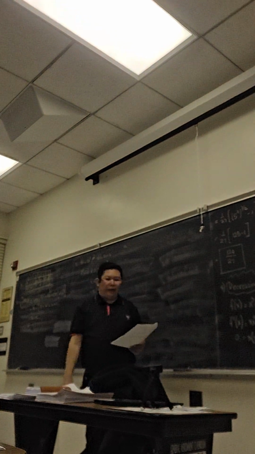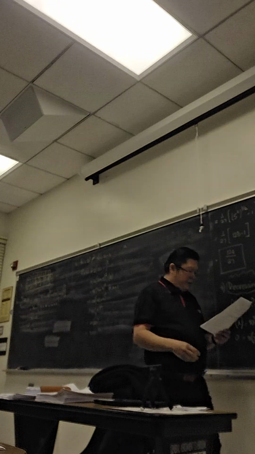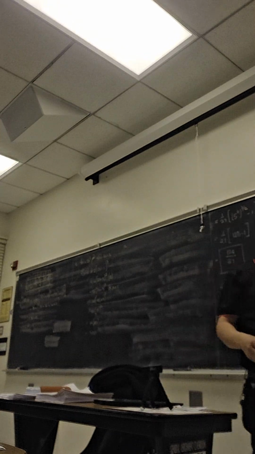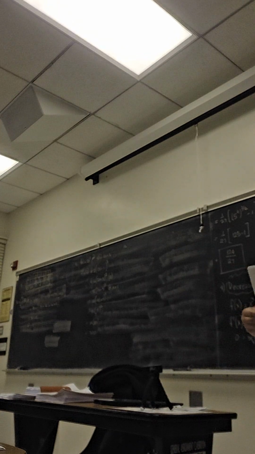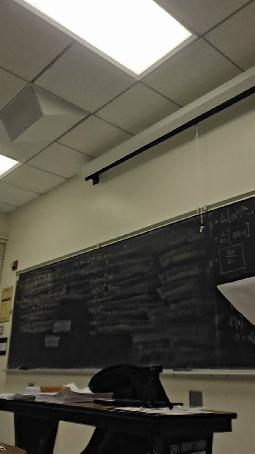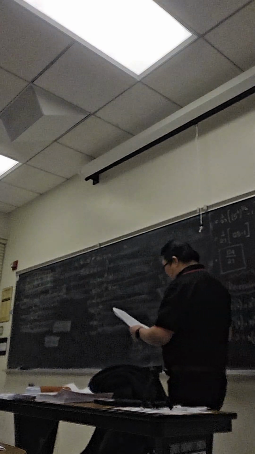Moving on to number 10. Chris, can you read the problem for me, please? Yeah. A particle moves along the x-axis so that at any time t greater than or equal to 0, its position is given by x(t) equals t squared e to the power of negative 3t. For what values of t is the particle at rest?